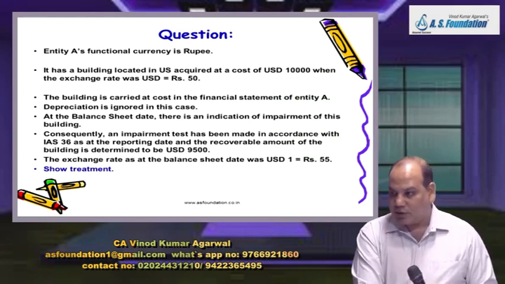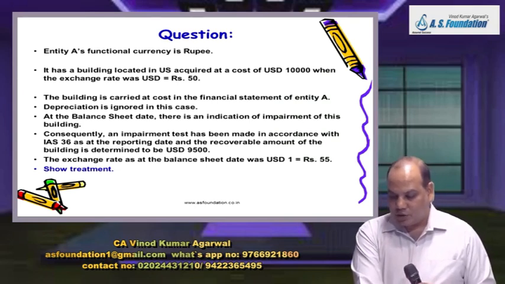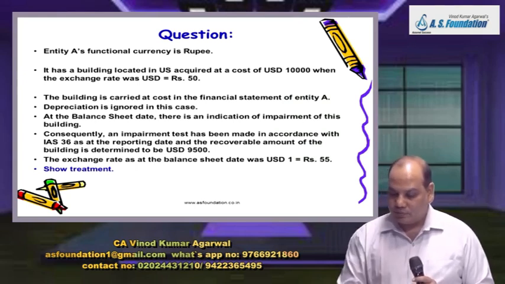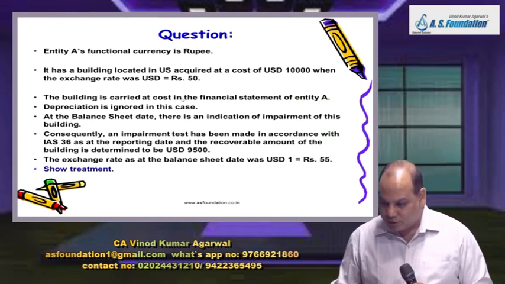Consequently, an impairment test has been made in accordance with IAS 36 as at the reporting date. The recoverable amount of the building is determined to be USD 9,500. The exchange rate is 55 rupees per USD. So the treatment. Now this is an important question.